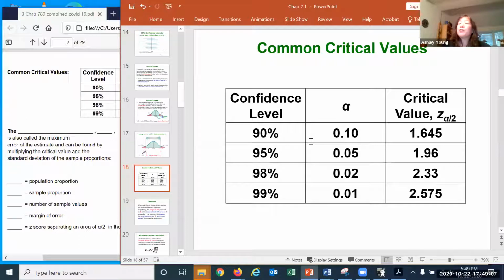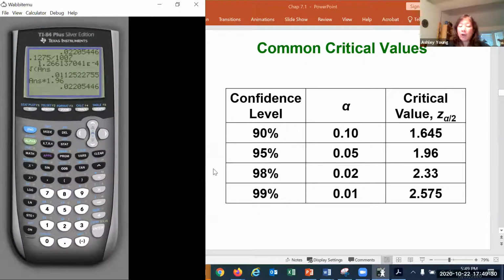However, there is one homework problem that will give you a weird confidence level and ask you to find the critical value. It'll ask you to find the critical value for a 93% confidence level or a 94% confidence level or something like that. This is how you do it, just so you guys know how to do it for that one problem.